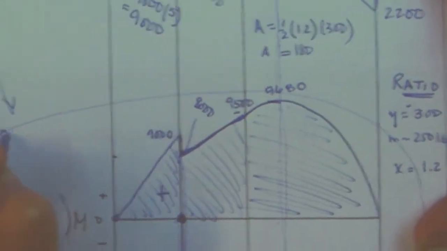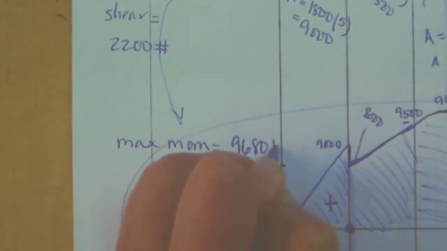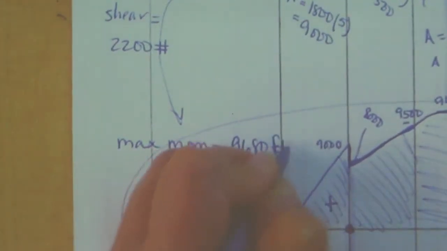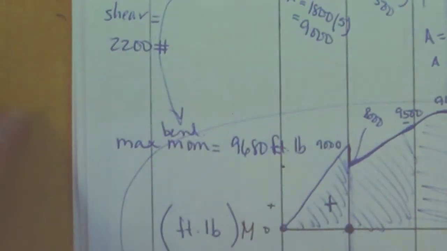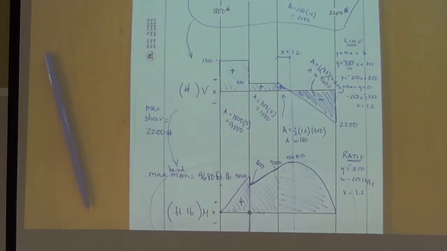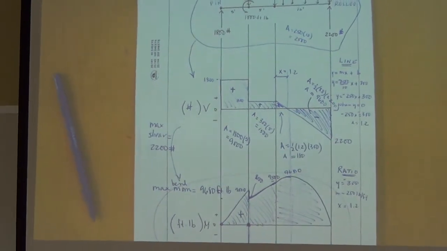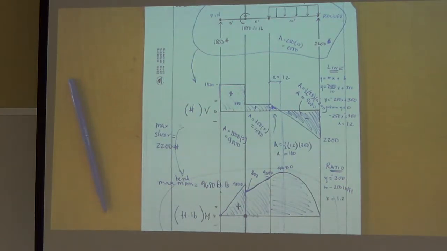Matt, what's the maximum moment? The 9,680 kip-feet. And it's the maximum bending moment. Okay, questions? Yeah, Brandon? So that sharp change in the moment diagram, is that significant when you're designing something? Would that be something you would look at if there was such a sharp change?